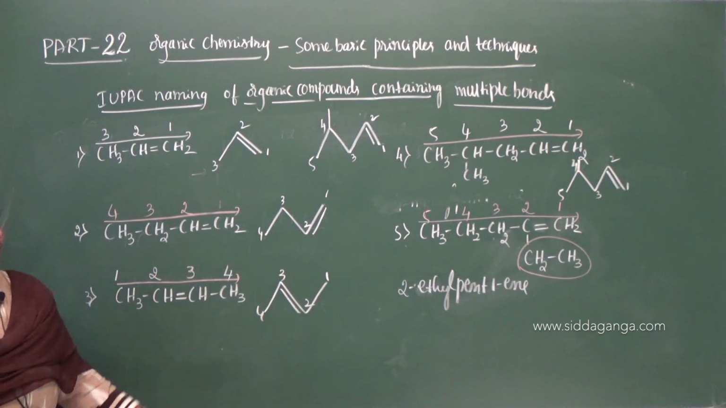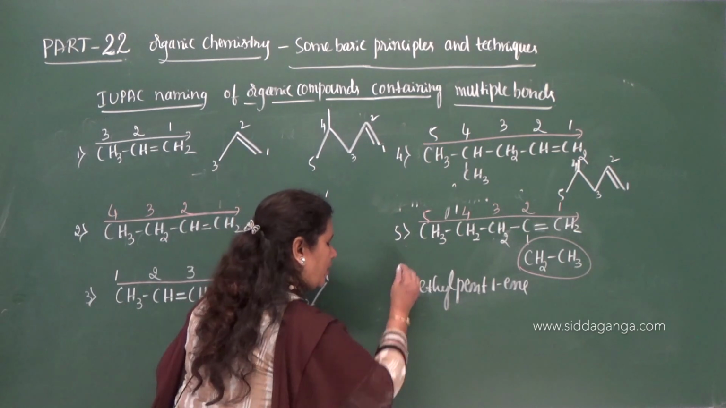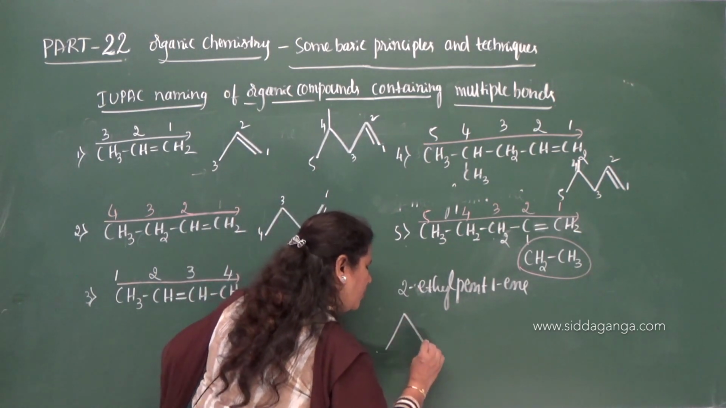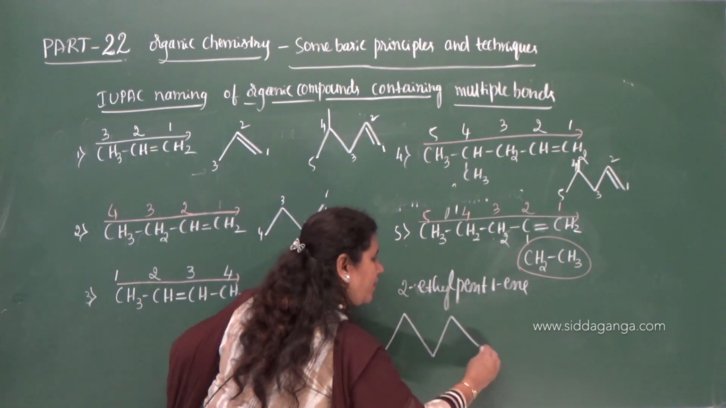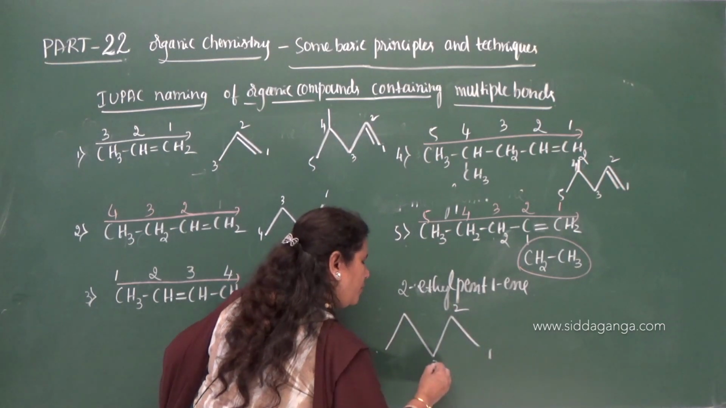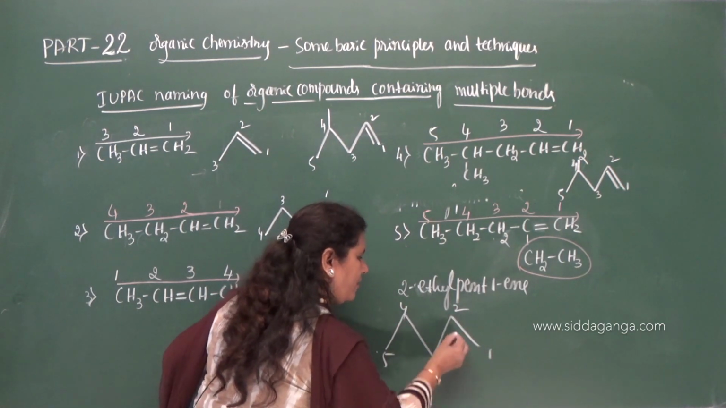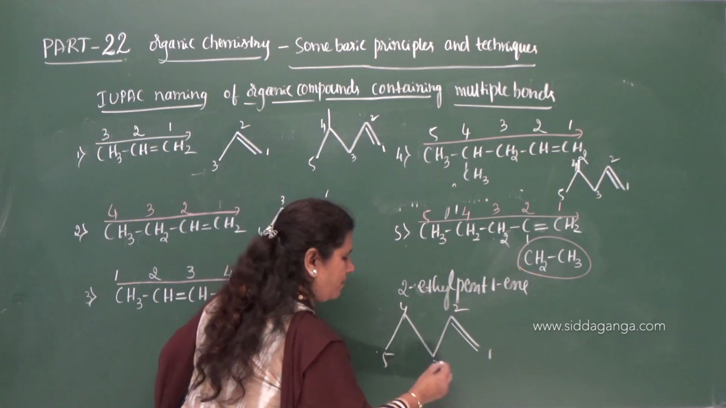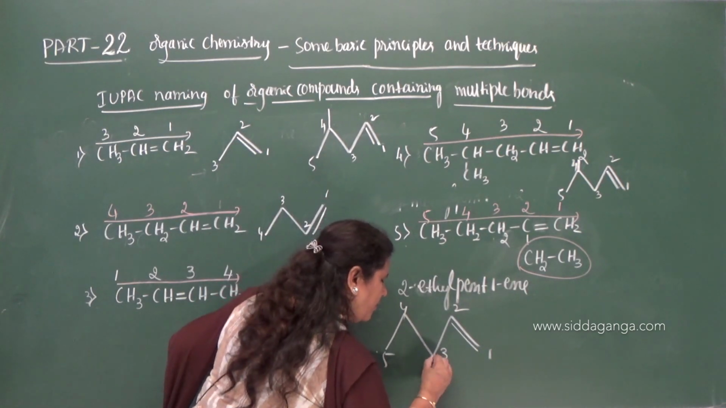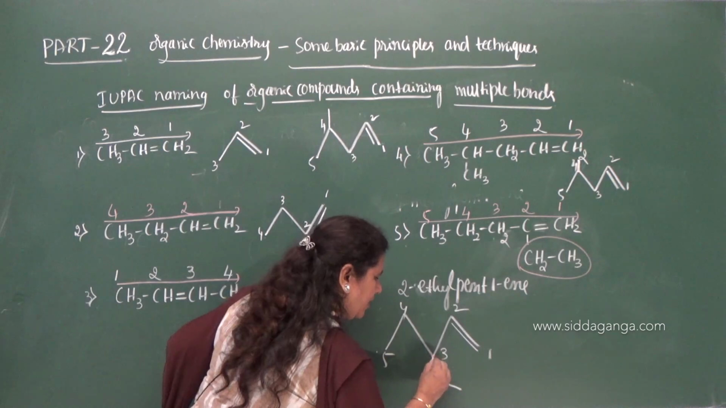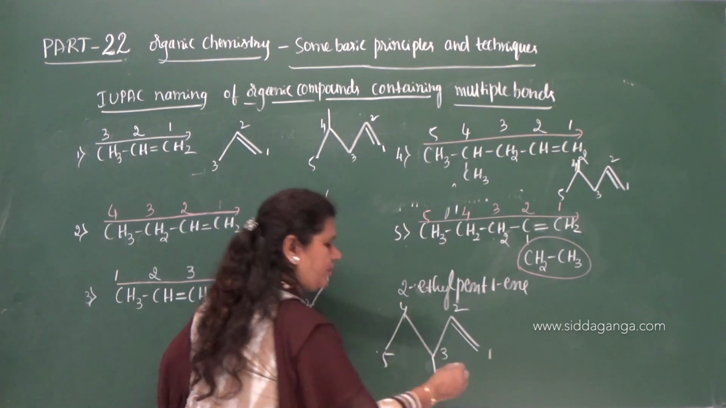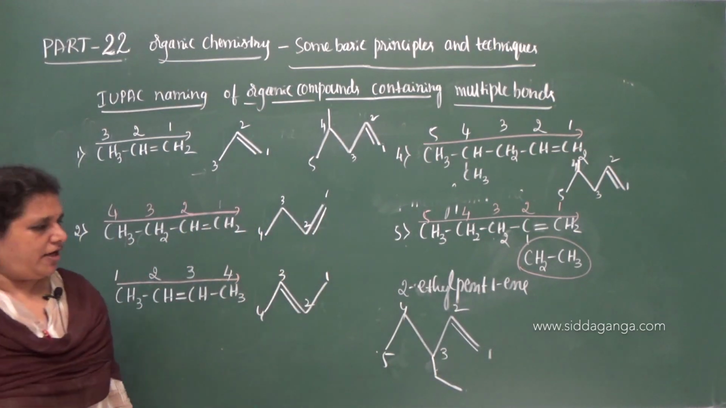Similarly write it for the fifth compound. So fifth compound: 1, 2, 3, 4, 5. This is 1, 2, 3, 4, 5. And between 1 and 2 you have a double bond, and on the third carbon you have an ethyl group. The ethyl group can be written like this. See here, this is the bond line formula.